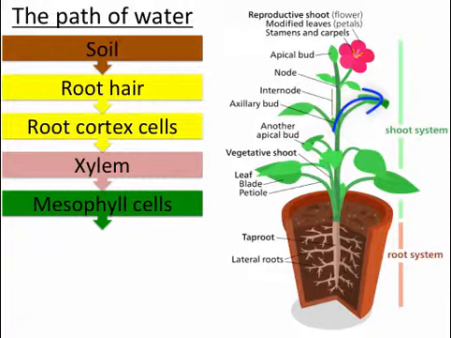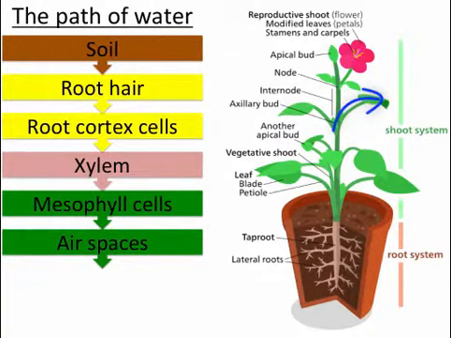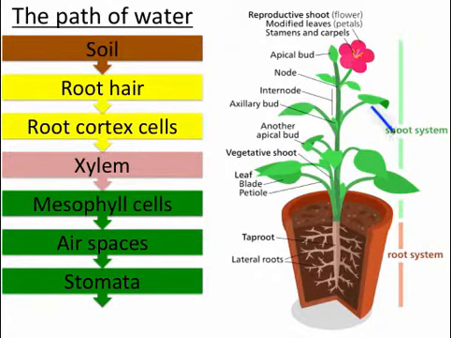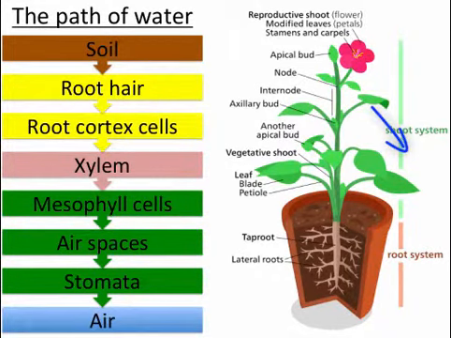In the leaf, it is in the mesophyll cells, and then it diffuses out of those cells and evaporates and goes into the air spaces in between the spongy mesophyll cells, and then through the stomata and out back to the air.